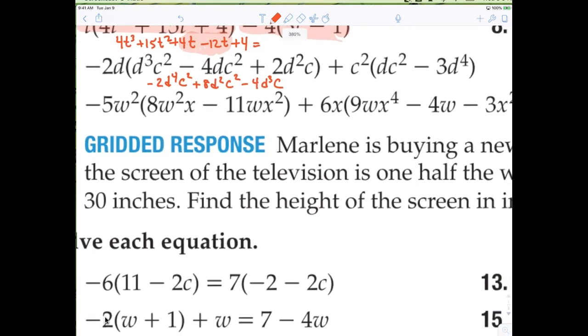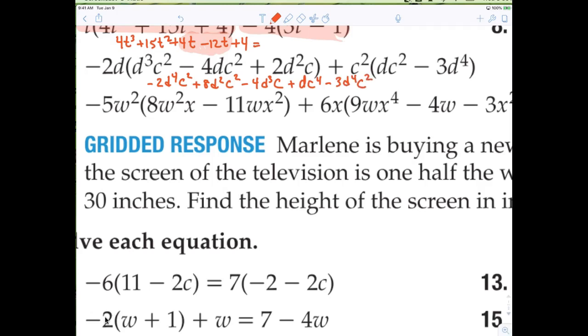Catherine, go ahead. Distribute the c squared for me. Okay, so then it would be plus d c to the 4th, minus 3d to the 4th c squared.